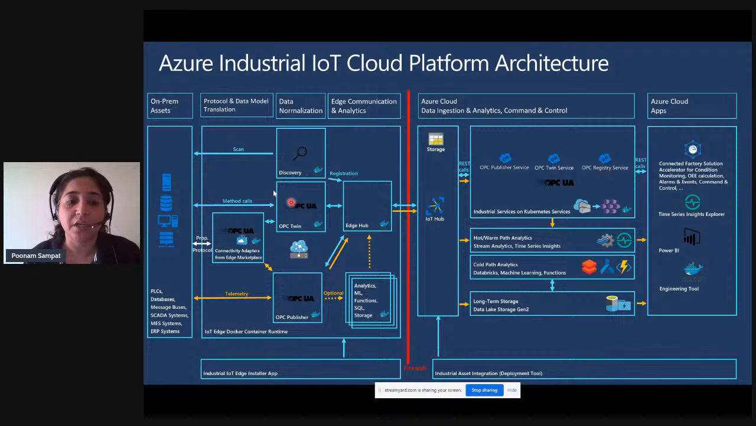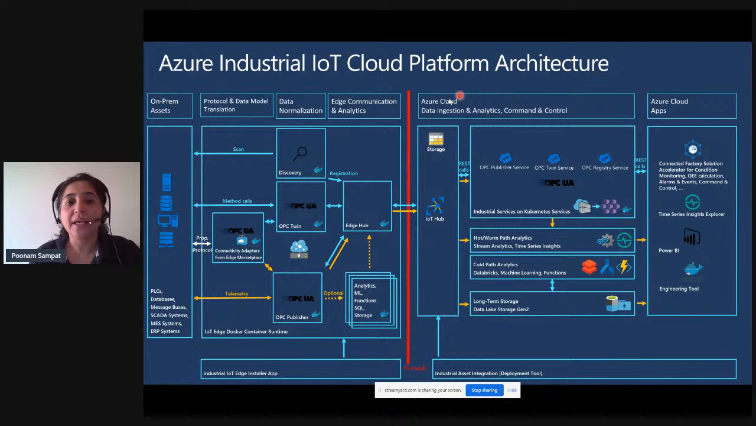So these are all Kubernetes or Docker images that are available. You just have to install them on a Windows or a Linux box, right? Now, similarly, you have something called OPC Twin. This is for you to manage these sensors and devices, discover them, register them, and maybe push in some software updates and things like that. So we covered two aspects of the architecture. Let's move on to the right-hand side, right? This is where it gets interesting.